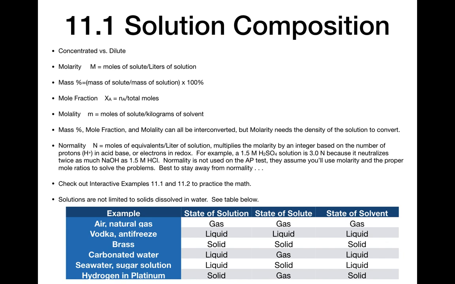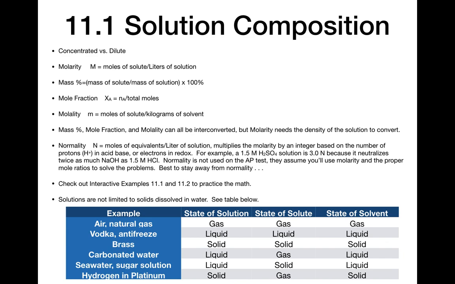One final solution composition unit is normality. Normality is the moles of equivalence over liters of solution. With normality, you multiply the molarity by an integer based on the number of equivalents of that chemical. For example, the number of H pluses that an acid might bring to a solution, or the number of electrons needed for an oxidation reaction. So normalities are typically used for acid-base or redox reactions, or even titration problems.